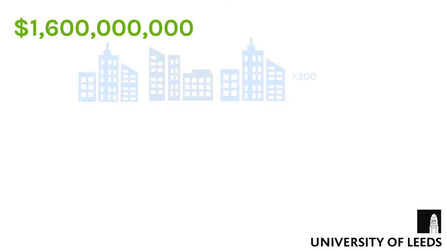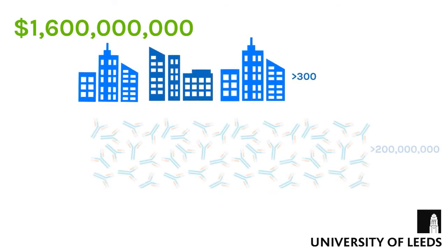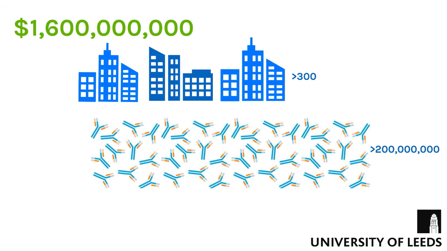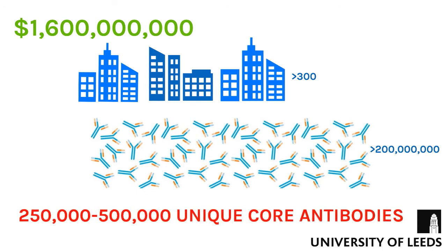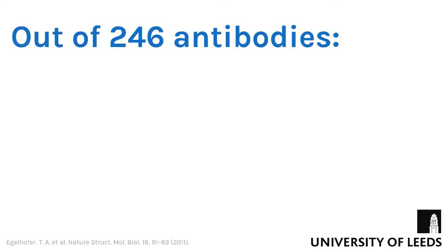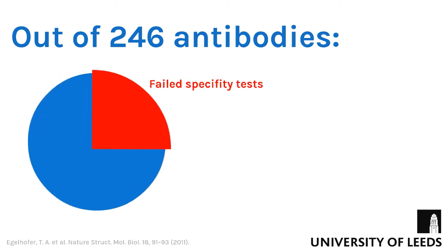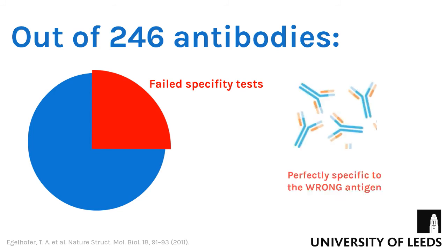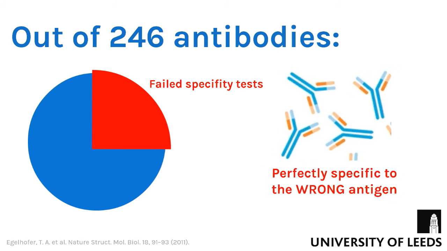The antibody market is worth $1.6 billion. More than 300 companies sell over 200 million antibodies for research. This has been estimated to represent 250,000 to 500,000 unique core antibodies. In 2011, Berglund et al. looked at 246 antibodies and found that a quarter failed specificity tests, and 4 were perfectly specific to the wrong antigen. This clearly highlights the big issue in the antibody industry.